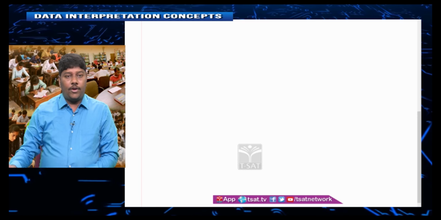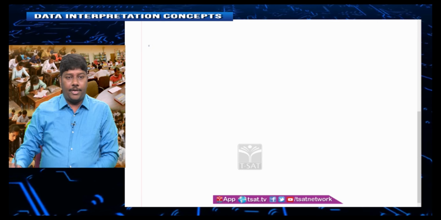So we'll start with this: data interpretation is all about the combination of averages and percentages and somewhat ratio and proportions. We are going to look at how you use averages, percentages, and ratio and proportions in data interpretation. First, the concepts of averages in data interpretation.